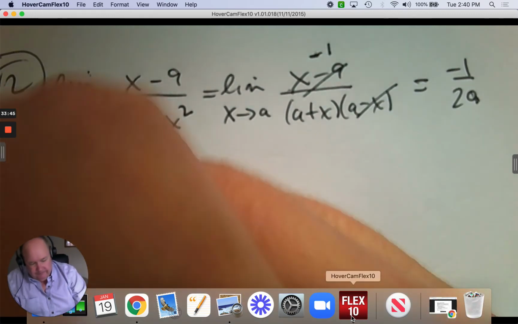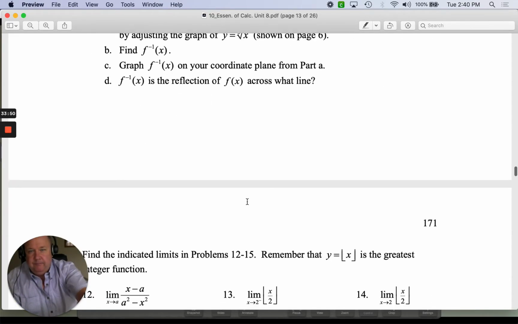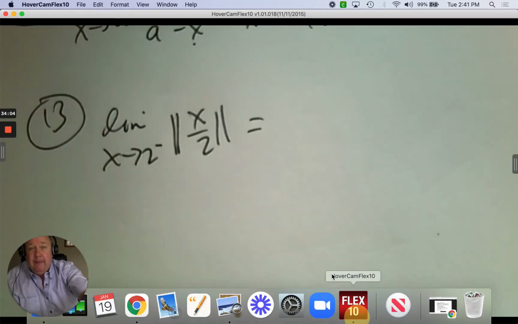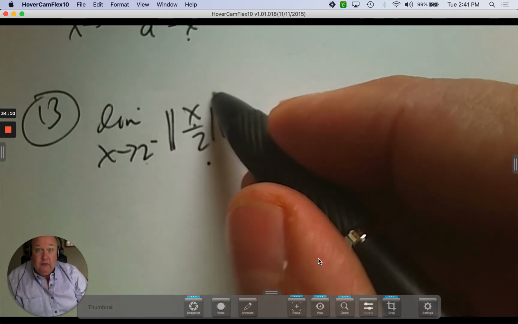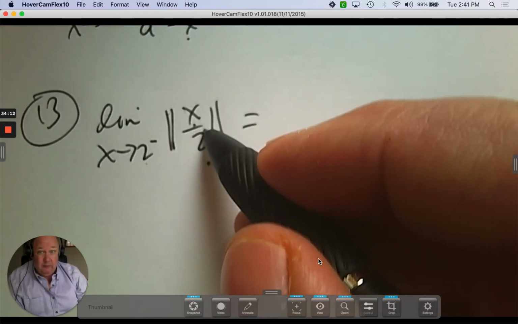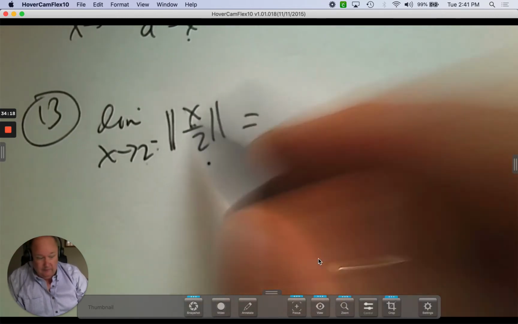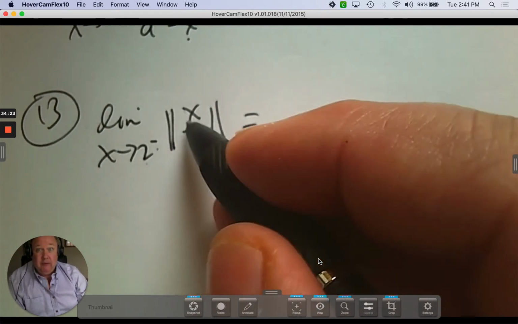Number 13, you're asked to find this limit. That's a greatest integer limit. And I draw them with a double bar, so I'm not sure exactly the symbolism there, but whatever. That's how I draw the greatest integer. So at 2 is an integer, and then there's going to be a jump. So it's the greatest integer less than or equal to that, right? So from the left, what's going to happen? So if I plug in 2, the answer is 1. So on the right, that's where it jumps to.